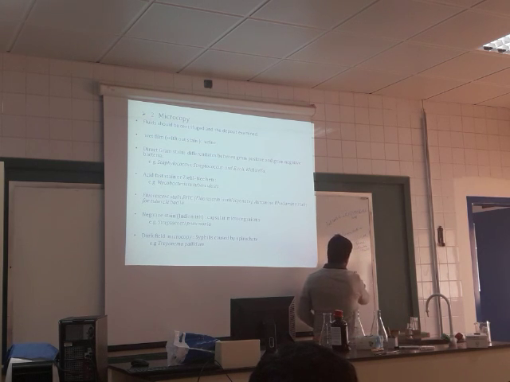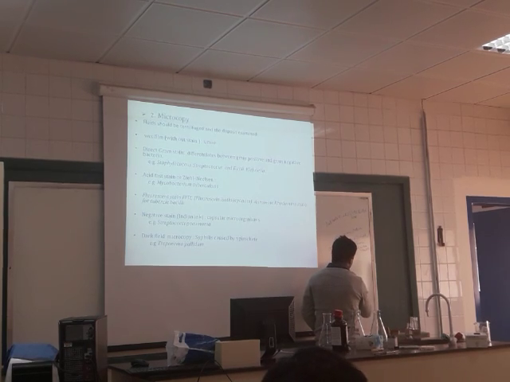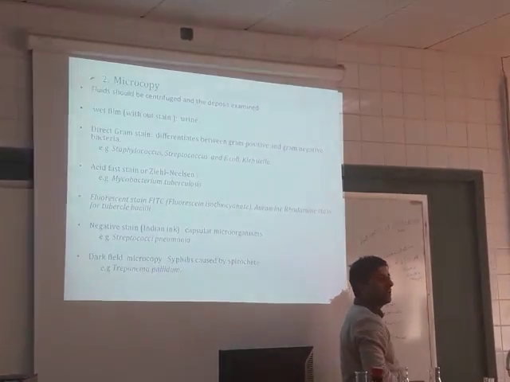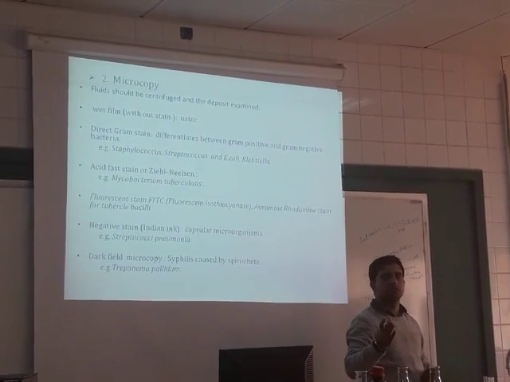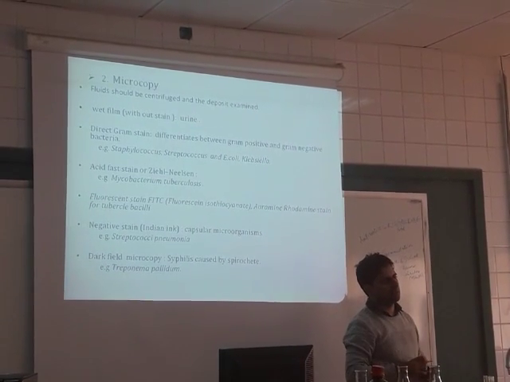The Gram stain contains four things. In the first step, crystal violet. Then you need iodine. You also need alcohol or water. And last you need safranin. Safranin is a dye which differentiates between gram positive and gram negative.